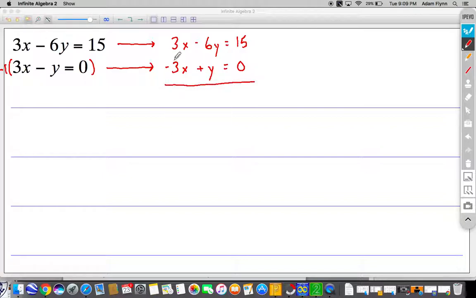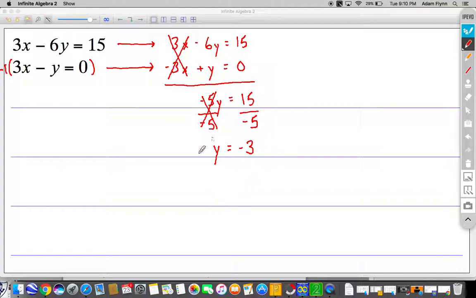So now we can combine. So 3x minus 3x cancels, eliminates. Negative 6y plus y is going to be negative 5y. And 15 plus 0 will be 15. Last step to solve for y, I'll divide both sides by negative 5. Negative 5's cancel on the left, so we're left with y equals 15 divided by negative 5, which is just negative 3.